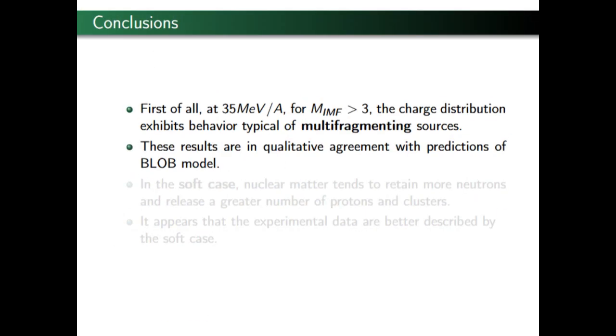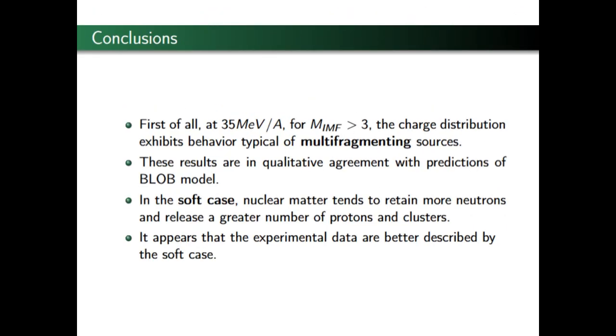In conclusion, first of all, at 35 MeV per nucleon for IMF multiplicity greater than 3, the charge distribution exhibits behavior typical of multifragmenting sources. These results are in qualitative agreement with the predictions of the BLOB model. Finally, the experimental data are better described by the soft case.